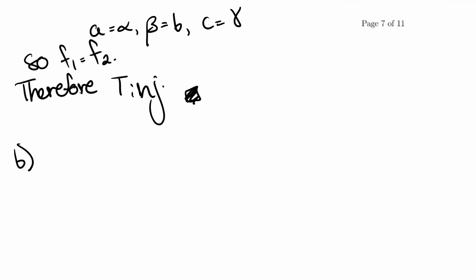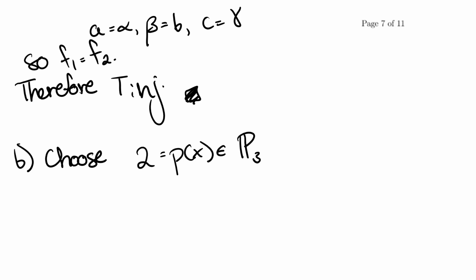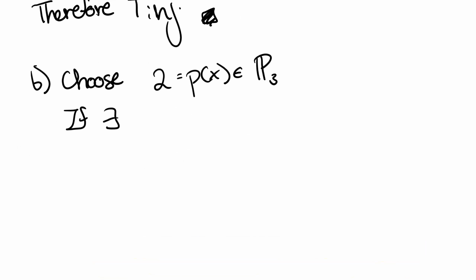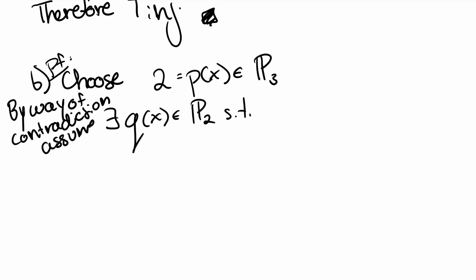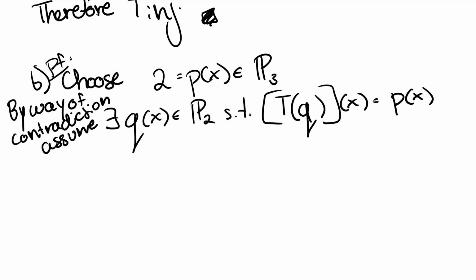All right, choose 2 equals p of x. Proof: by way of contradiction, assume there exists some q of x in P2 such that T of q equals p of x. Cool, okay. Meaning T of q, so that's kind of what that means.